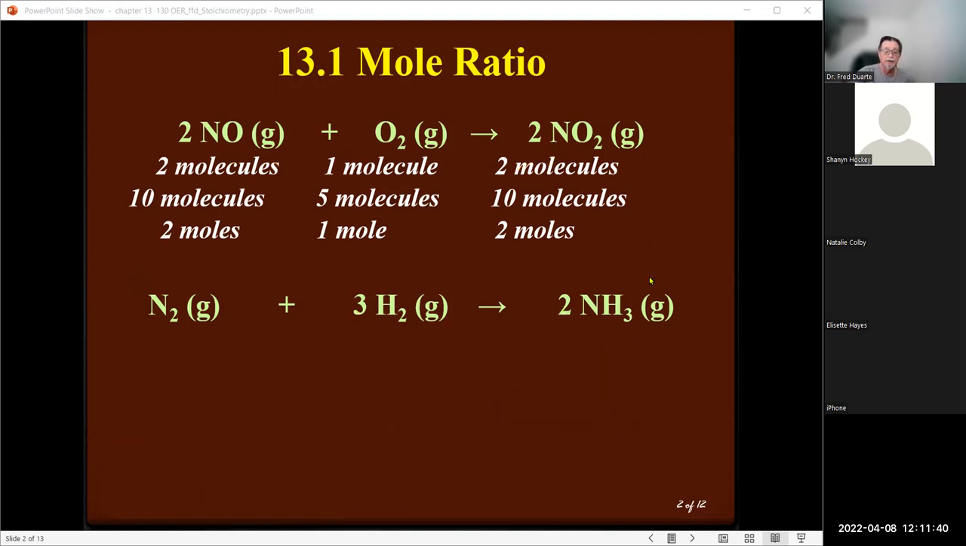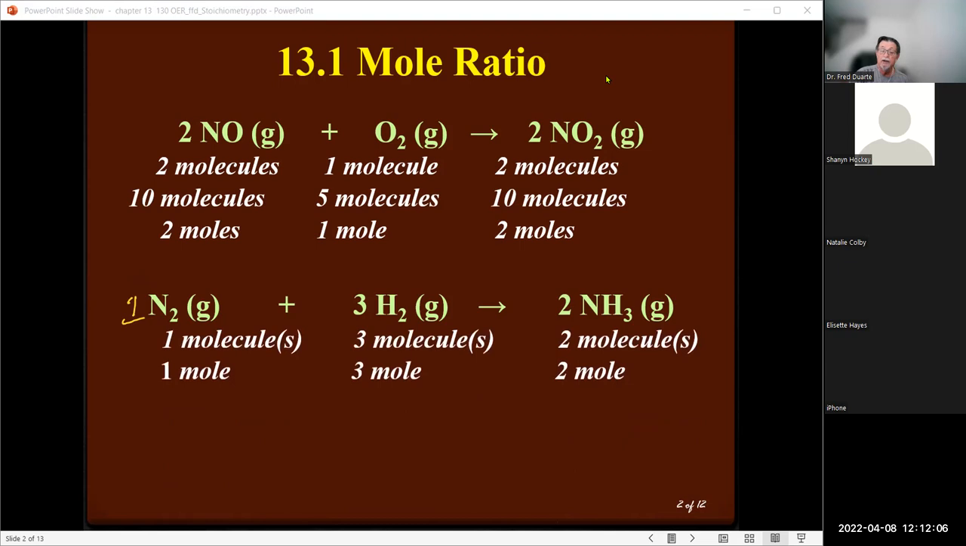Another reaction, for example, we have nitrogen in the presence of hydrogen gas gives us ammonia, NH2, okay? Again, it's understood to be a 1 here, okay? We don't have to write the 1, but it's understood to be a 1. So it says that 1 molecule of nitrogen requires, at the minimum, 3 molecules of hydrogen gas to give us 2 molecules of ammonia, NH2, okay?